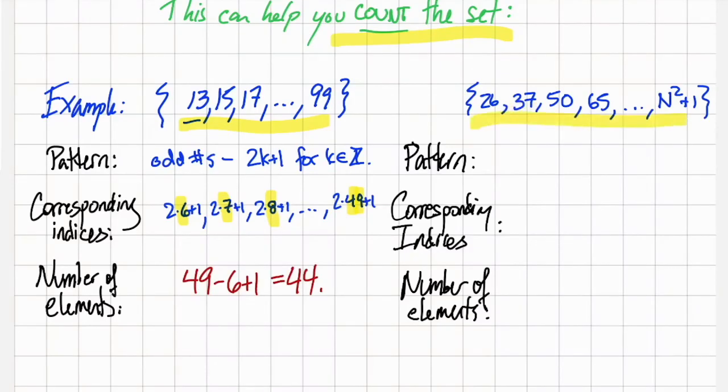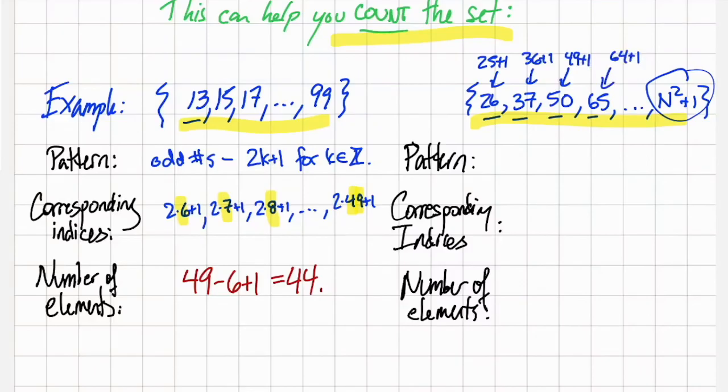Now look at this example. We want the numbers 26, 37, 50, 65, going up to capital N squared plus 1. Now that capital N squared plus 1 is a good hint. I look at 26, and that is 25 plus 1. And 37, that's 36 plus 1. And 50, that's 49 plus 1. And 65, that's 64 plus 1.